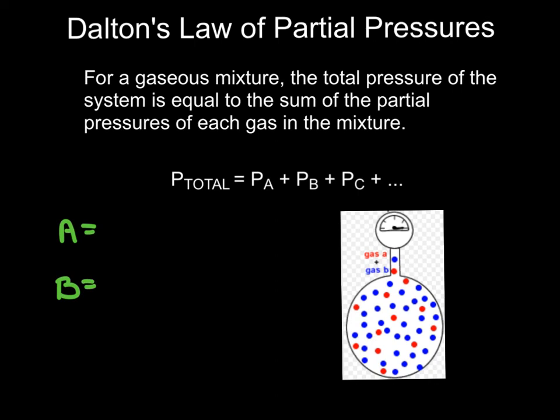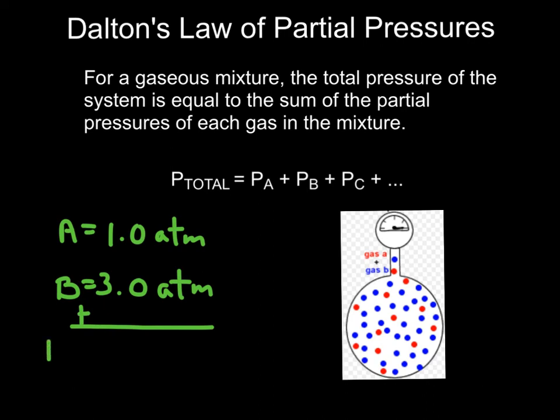So let's say that A has a partial pressure of 1 atmosphere, and B has a partial pressure of 3 atmospheres. To find the total pressure, we simply add them together. And so the total pressure of the system is equal to 4 atmospheres. That, in a nutshell, is Dalton's law of partial pressures.